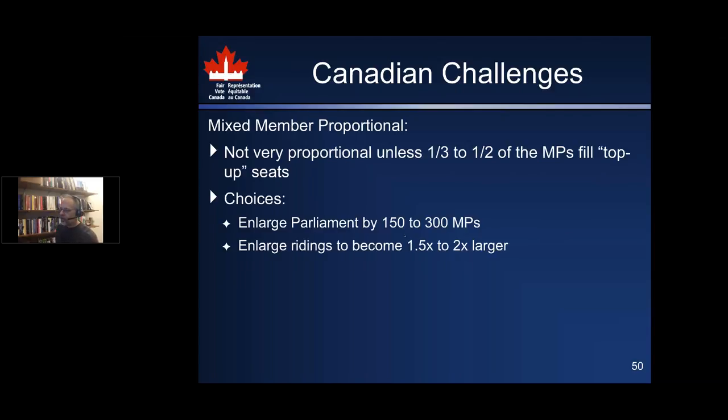Okay. Another option is to enlarge ridings so that they become 1.5 times to 2 times larger, and then keep the same number of MPs that we have now. And that's the route that most people who suggest mixed member proportional for Canada take.